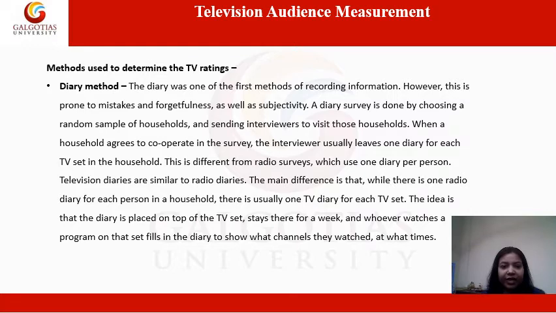When a household agrees to cooperate in the survey, the interviewer usually leaves one diary for each TV set in the household. This is different from radio surveys, which use one diary per person. Television diaries are similar to radio diaries. The main difference is that while there is one radio diary for each person in a household, there is usually one TV diary for each TV set.